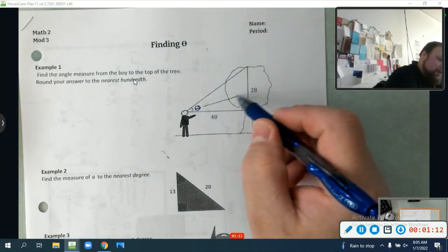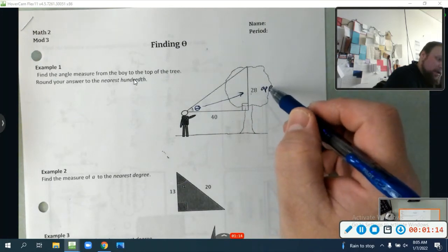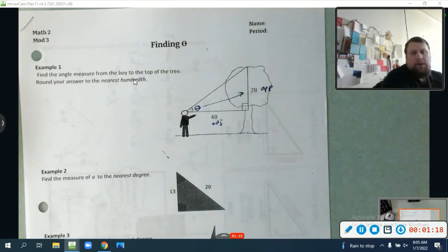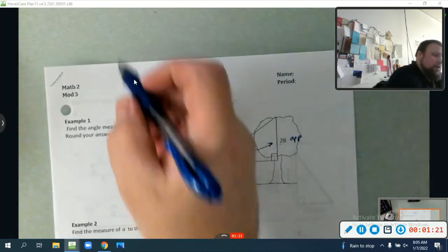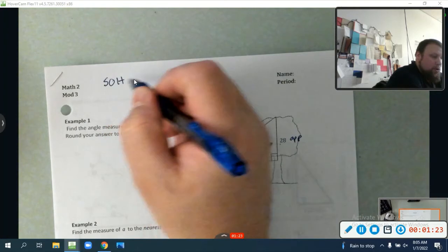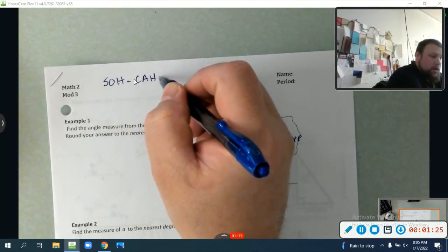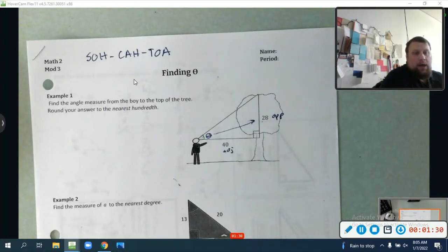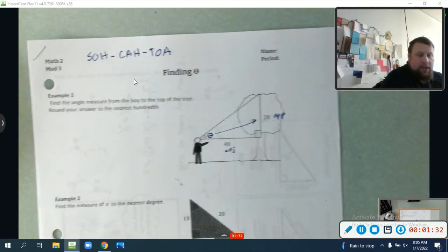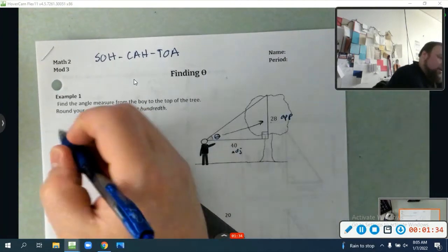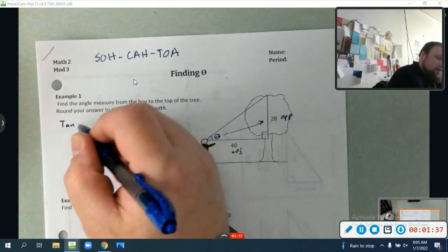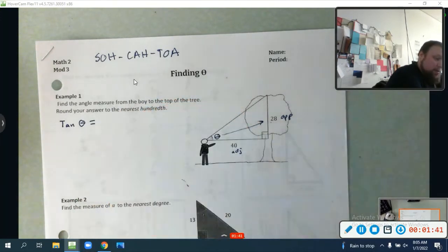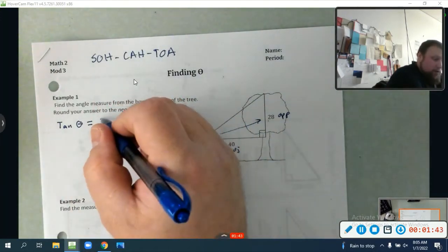First of all, I have my opposite, and I have my adjacent leg. Which one of those has opposite over adjacent? Well, maybe before we do that, we write down SOHCAHTOA. Good times. Which one is opposite over adjacent? Well, tangent is. So I know that the tangent of theta is equal to my opposite over adjacent, which is 28 over 40.